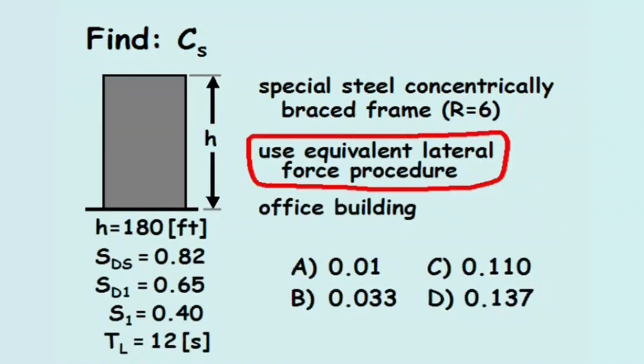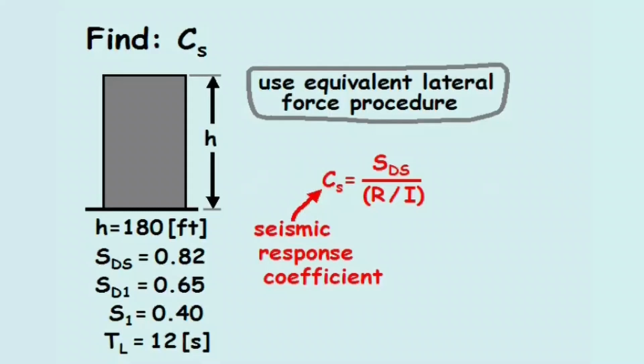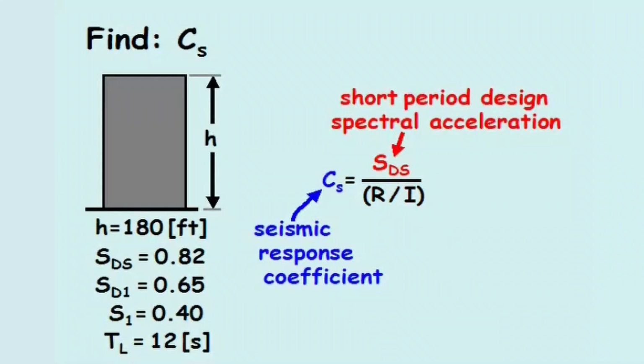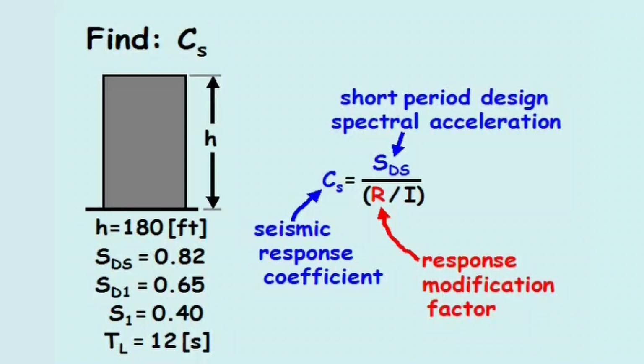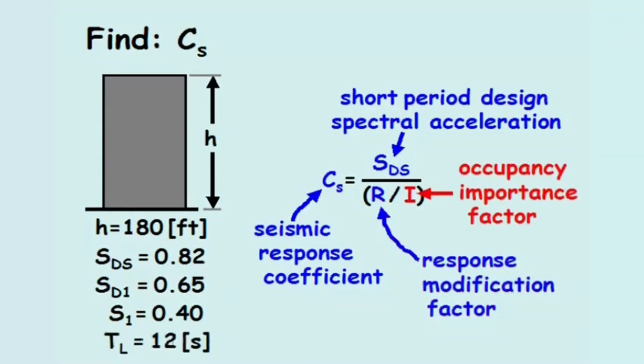Using the equivalent lateral force procedure, the seismic response coefficient equals the short period design spectral acceleration, SDS, divided by the response modification factor, R, divided by the occupancy importance factor, I. However, this equation for C sub s has certain maximum and minimum limits.